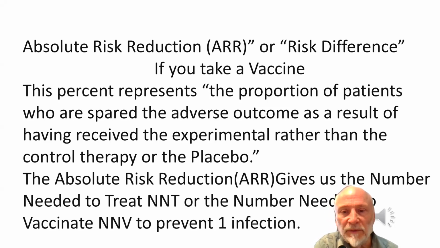So this represents the proportion of patients who are spared the adverse outcome as a result of having received the experimental rather than the control therapy or the placebo. This absolute risk reduction also gives us the number needed to treat, or the number needed to vaccinate, to prevent one infection. Okay, sounds simple. So what was the absolute risk reduction for the COVID vaccines?